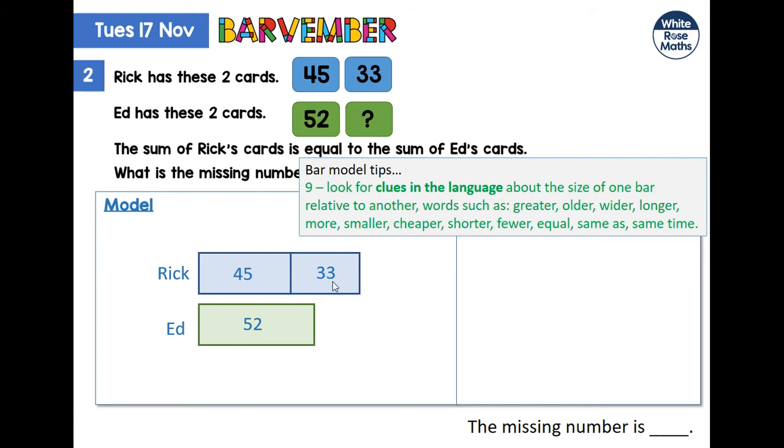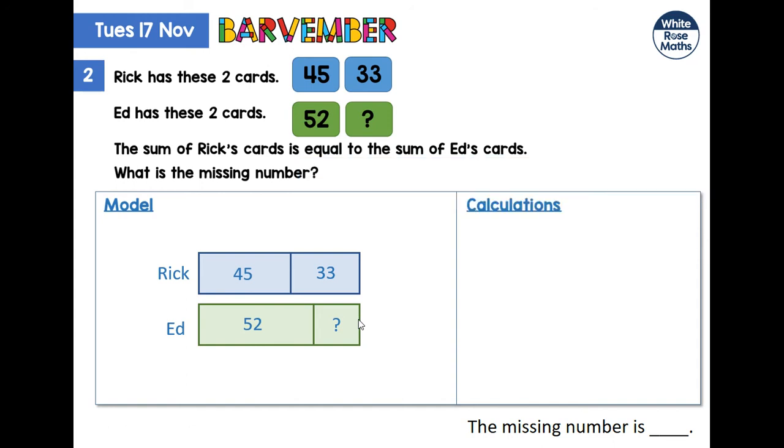And Ed has 2 cards. And look, this was the clue here, that the sum of Rick's cards is equal to the sum of Ed's cards. So the sum is the total. So that means that the total length of Rick's cards and of Ed's cards must be the same. And it's important that that's reflected in my drawing, because if it isn't reflected in your drawing, then you're going to struggle to do the right maths here.